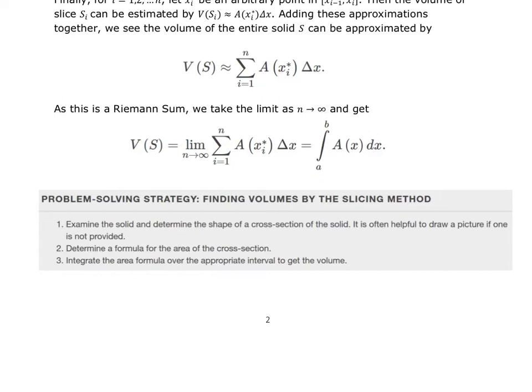So once we have determined what the shape is going to be, then we're going to want to determine the formula for the area of the cross section. Then we're going to integrate the area formula over whatever interval that we want.